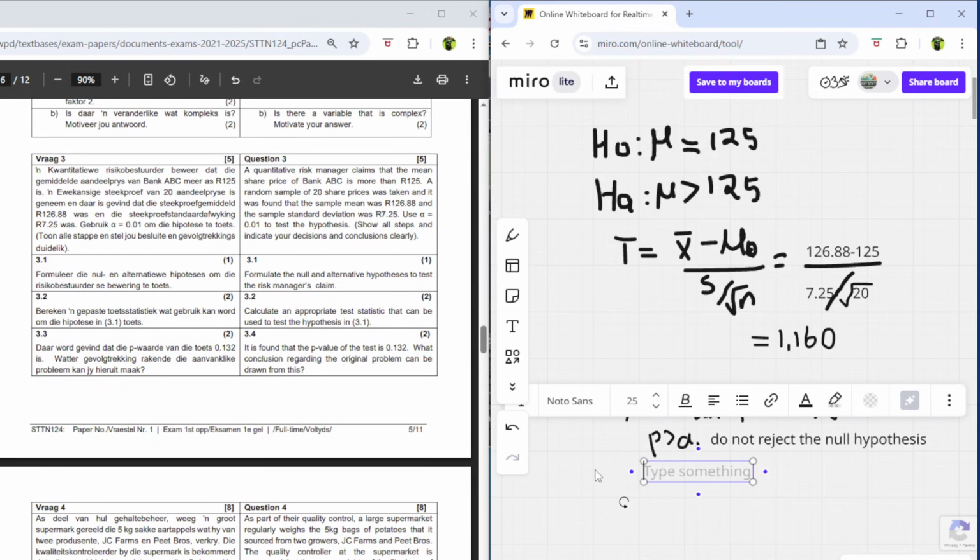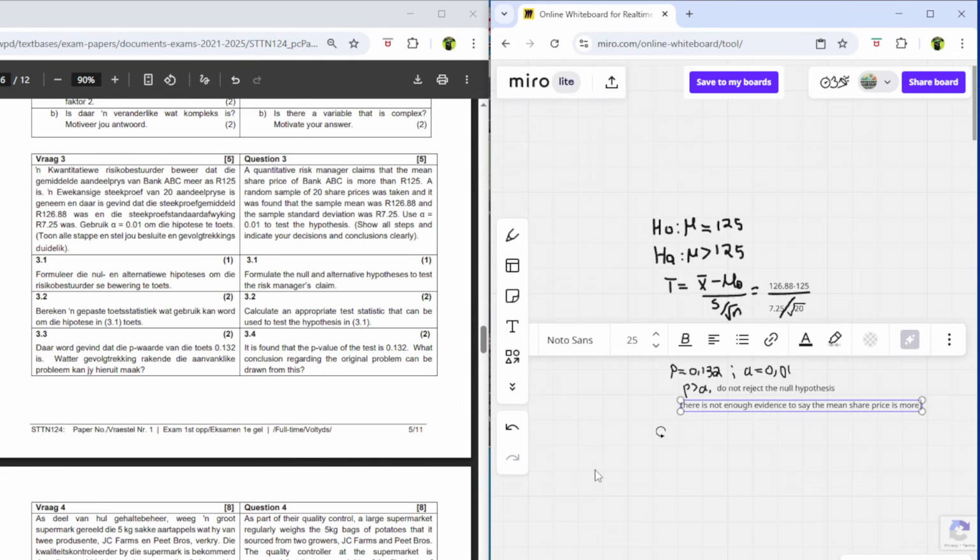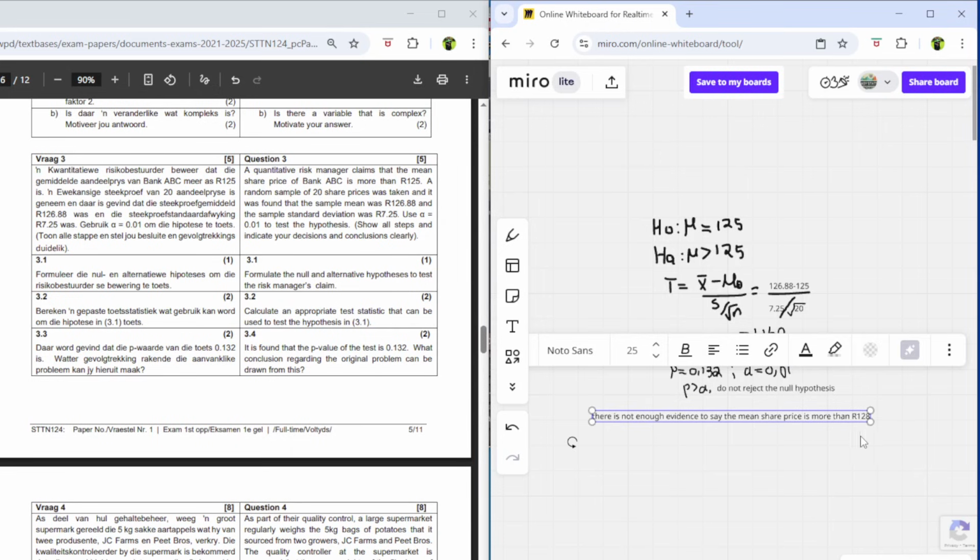So we'll say there is not enough evidence to say the mean share price is more than 125 francs. You can also say there is not enough evidence to support the risk manager's claim. You'll be given marks for that.